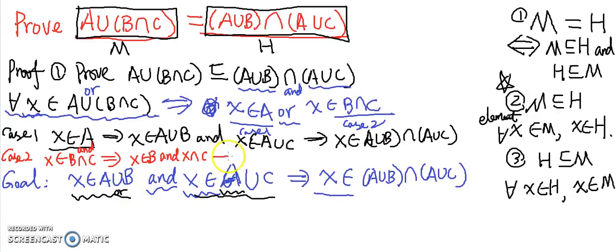What does this mean? If x is in B, of course, we can get x is in the union of A and B, because the definition of A union B means or. So if x is in A or if x is in B, then x is in the union. And now we do know x is in B. So that means x is in the union of A and B. And similarly, we know x is also in C. So x is also in A union C.